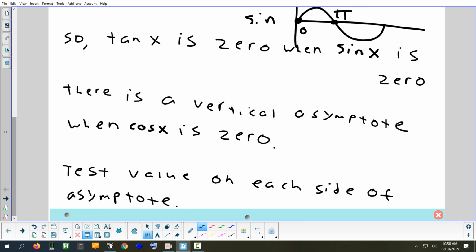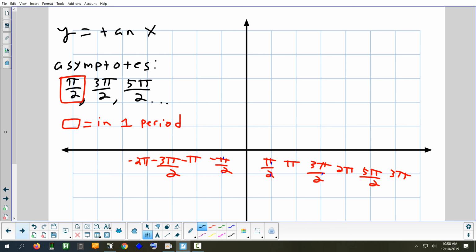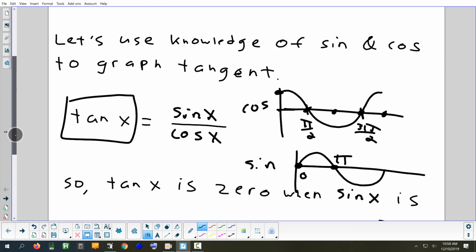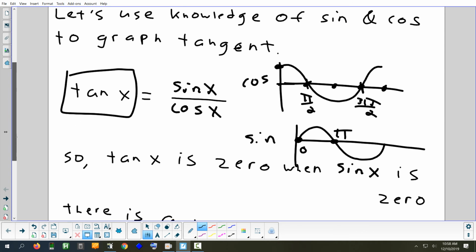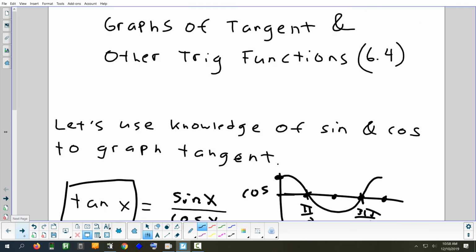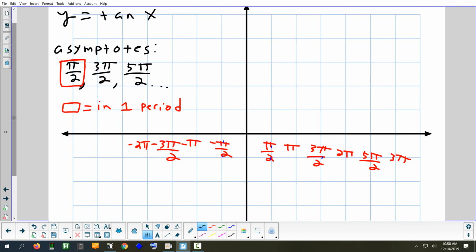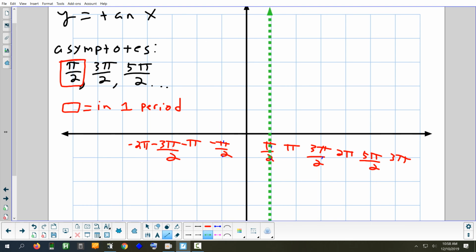Let's try to make a graph of tangent and see what happens. So I wrote down the asymptotes you guys just told me. Pi over 2 is an asymptote. 3 pi over 2 is another asymptote. 5 pi over 2, 7 pi over 2, 9 pi over 2. It's basically odd numbers of pi over 2. That's where your asymptotes are. So let's put in some asymptotes. We got pi over 2, 3 pi over 2, 5 pi over 2. That's enough. We could go negative pi over 2.